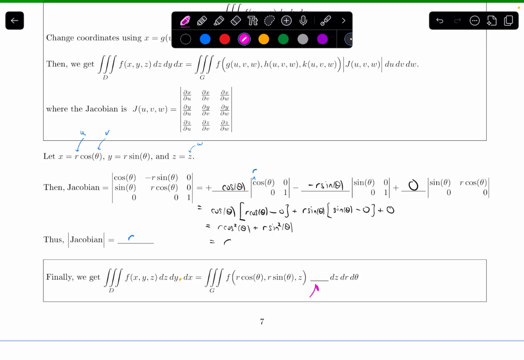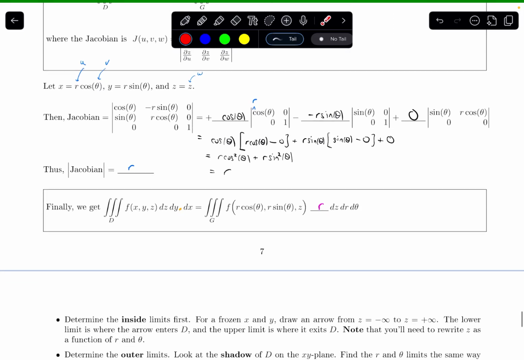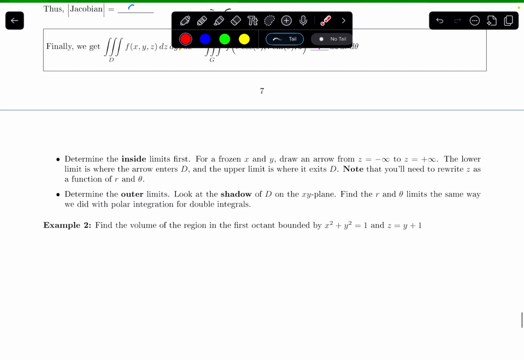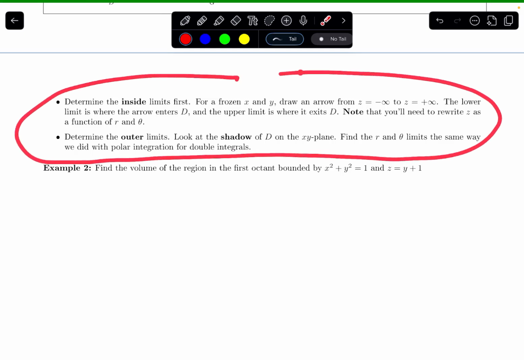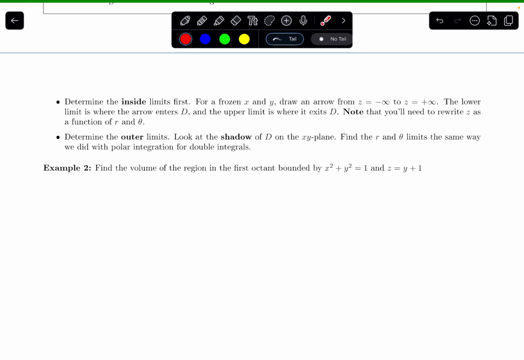So I'm going to write that here: just r. And then my new variables are dz, dr, and d theta. As we'll see with an example in just a sec, we typically do these cylindrical coordinates in this order. Okay, so let's look at an example. Let us flip this to the next page. Up top, I have a description of how we're going to deal with those limits of integration, but I think it's easiest to explain that as we work through the problem.